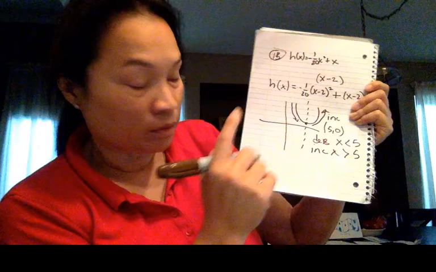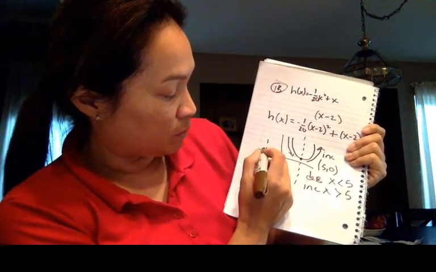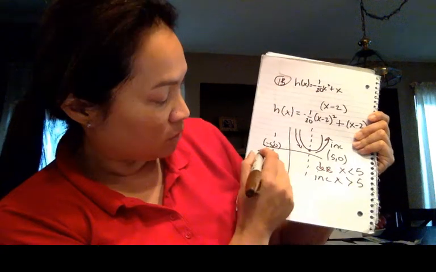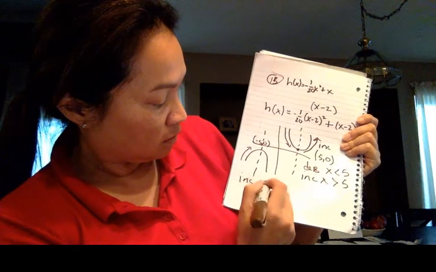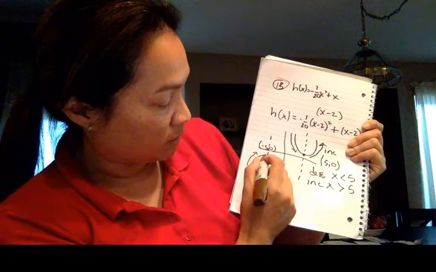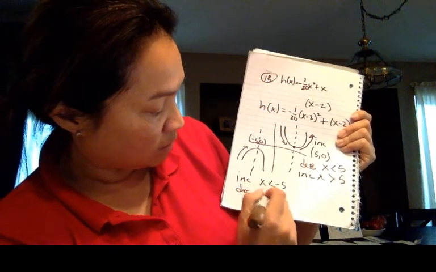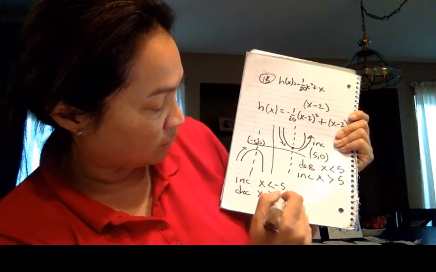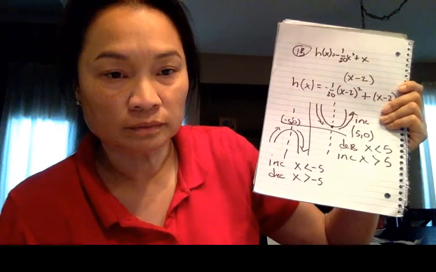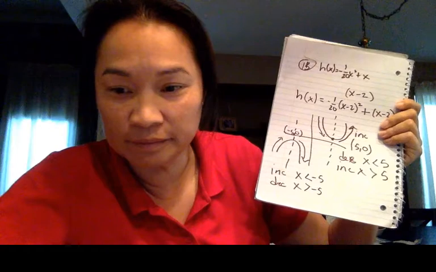Now, you're going to flip that if it's a sad face. So let's say it's a sad face, and this point is negative 5, 0. It is now increasing when x is less than negative 5, and it is decreasing when x is greater than negative 5. So I'm going down. Okay, does that help, Sydney?